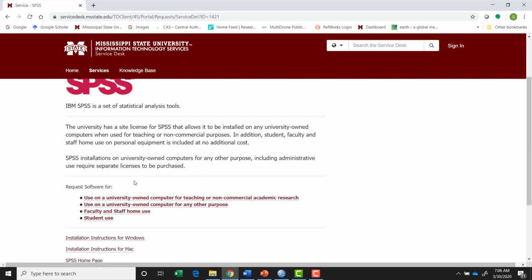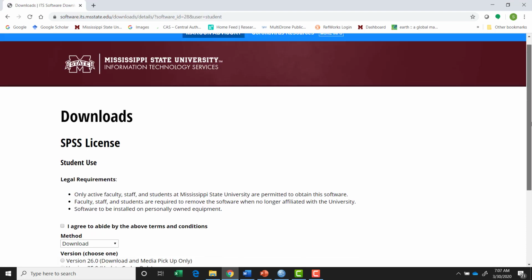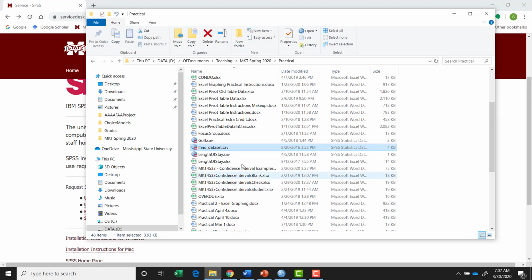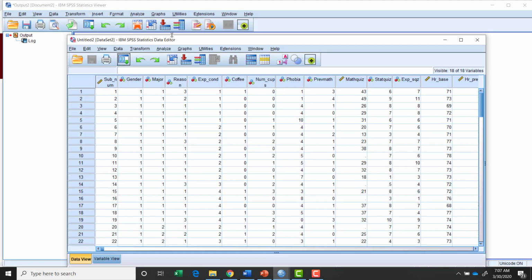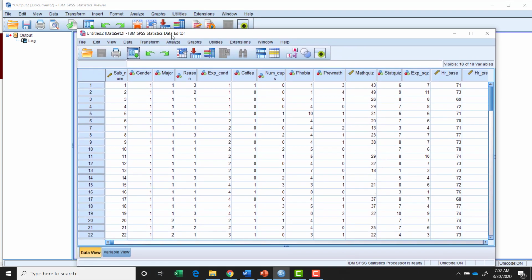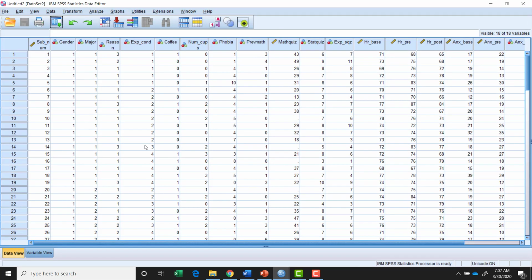We've got student use, which basically will tell you to download the software. You can pick for Windows, or you can pick for Macintosh, and just follow the instructions, and you should be able to get SPSS. And once you have SPSS, double clicking on a data file, SPSS data files have the .sav extension, will get you the data file. So this data set here is called Fear of Statistics. Now, I will just demonstrate it in a minute.